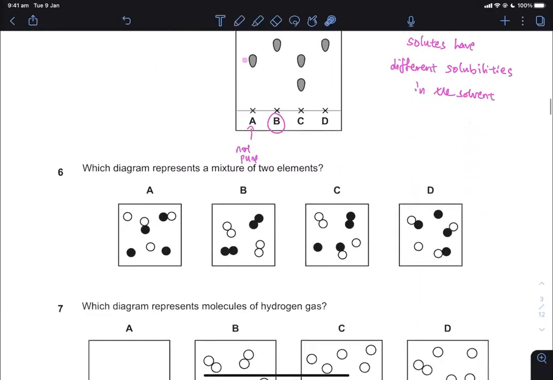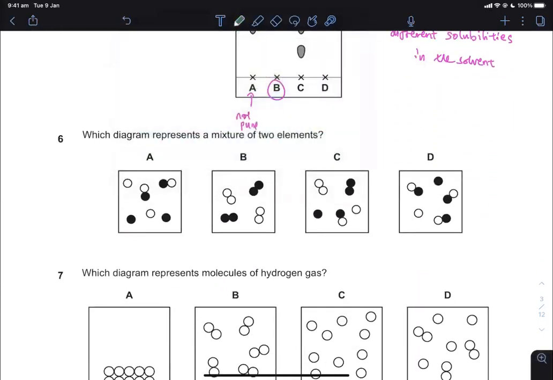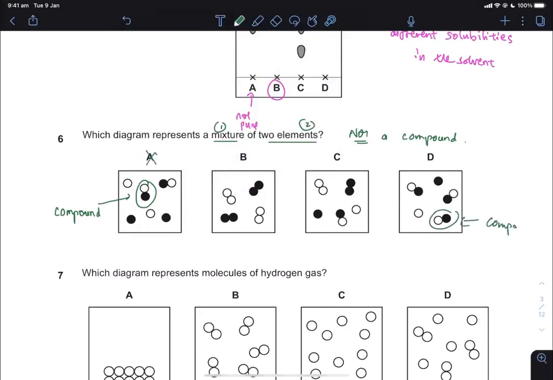Yeah. Question 6, the keyword there is a mixture. That is number 1, and it's 2 elements. It's not a compound. Be careful, not a compound. They want a mixture of elements. All right, so this is a compound. That is a compound because from your lower secondary as well as definitions, it is 2 or more elements chemically bonded together. A is wrong. That is a compound. 2 or more elements chemically bonded together. D is wrong.